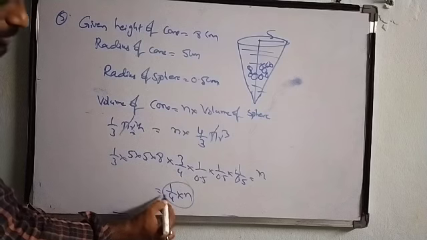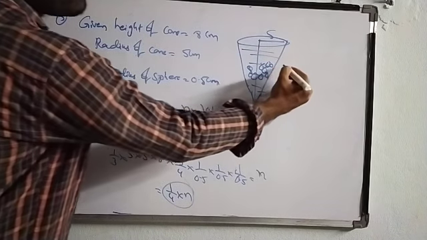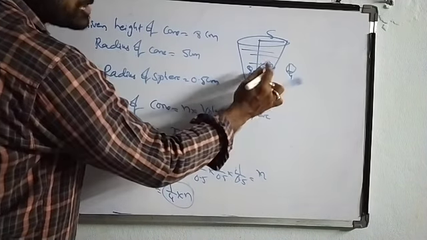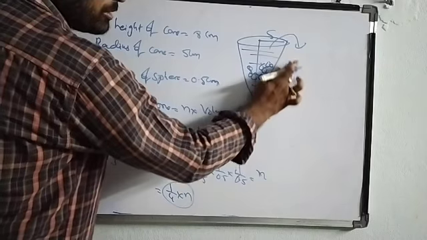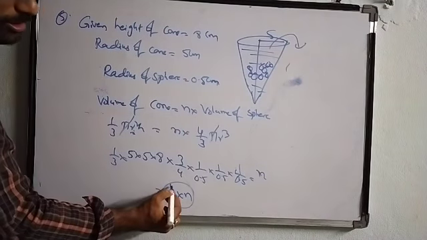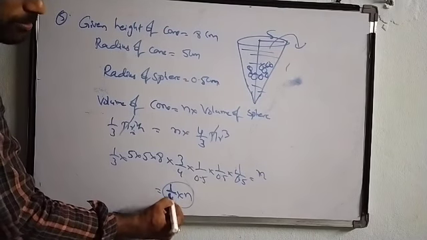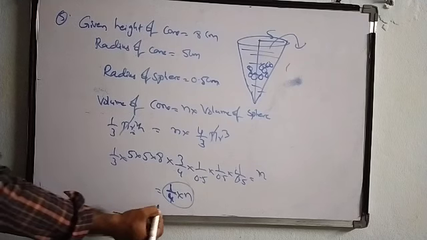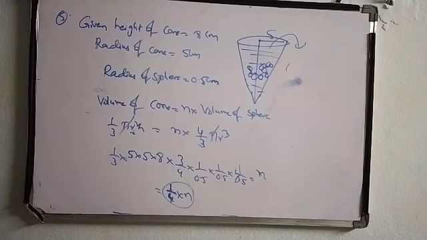Why are we doing 1/4 of the n value? Since the question clearly says that when you are putting these lead shots, 1/4 of the water is flowing out. So whatever number of lead shots you get, you have to multiply with 1 by 4. Whatever the final answer you get, that will be the number of lead shots.